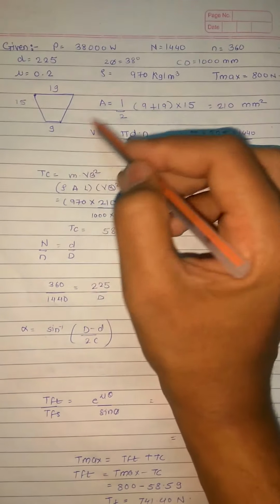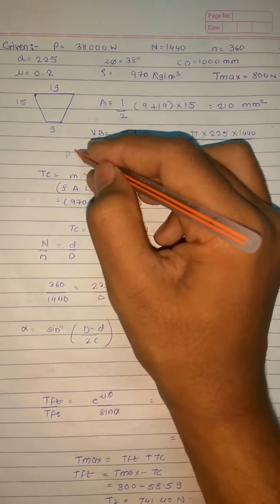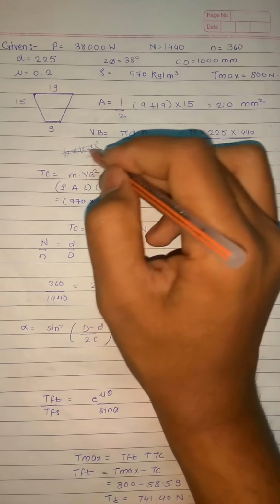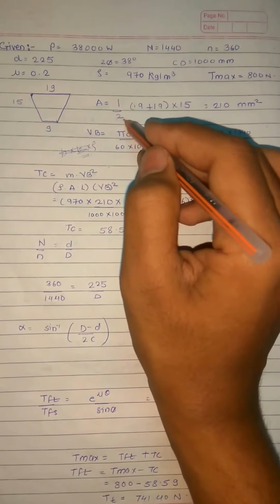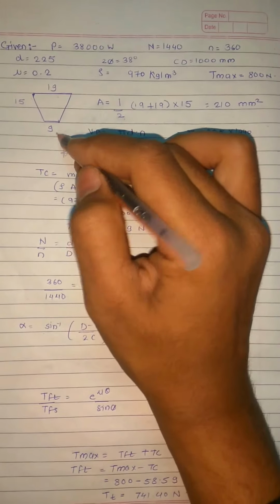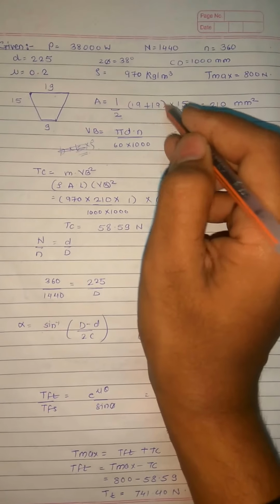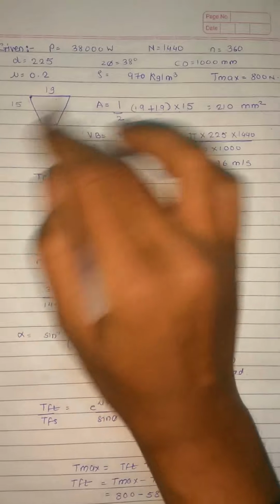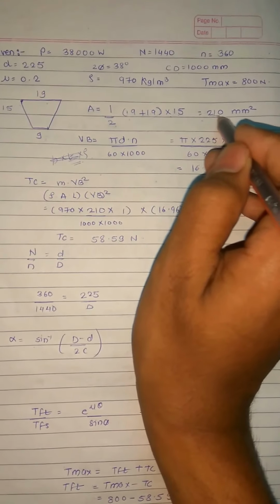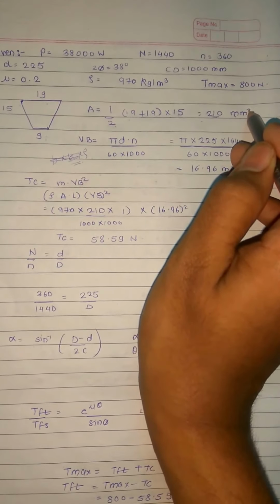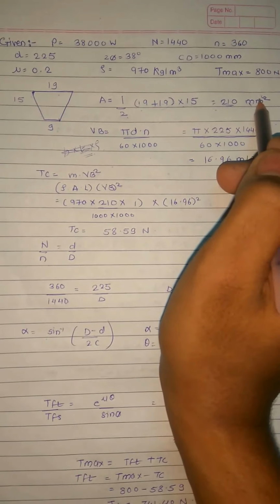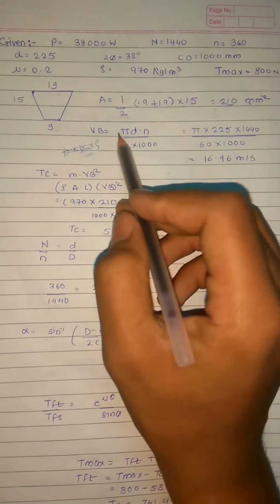We have to calculate the area, that is we need b into t into rho to calculate the area. But here we can calculate it directly, that is half into (19 plus 9) into 15. Always use the bracket, or first calculate this, then multiply and divide by 2. We get 210 mm square. Remember, it is mm square. I'll tell you why I'm emphasizing it in the later part.